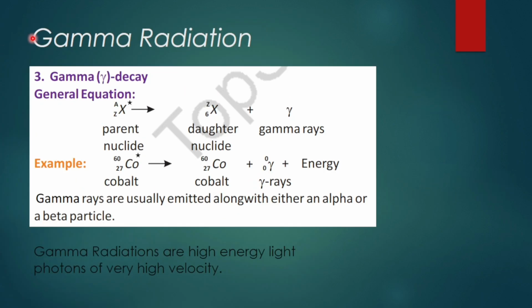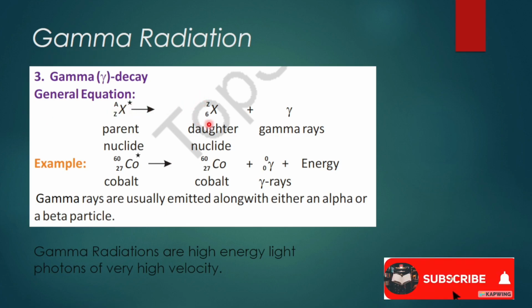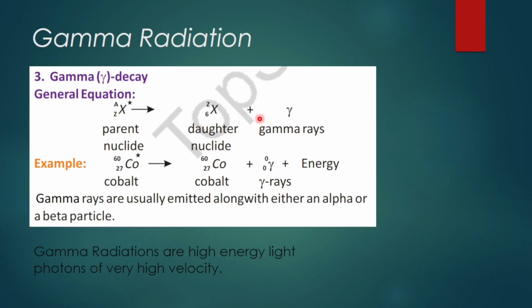Third, we have gamma radiation. Gamma radiations are actually high energy light photons of very high velocity. When a gamma decay occurs, both the atomic mass and atomic number of the parent nuclide remain unchanged. For example, cobalt-60's excited nucleus can stabilize itself by the release of gamma radiation. Gamma rays are usually emitted along with either an alpha or a beta particle.